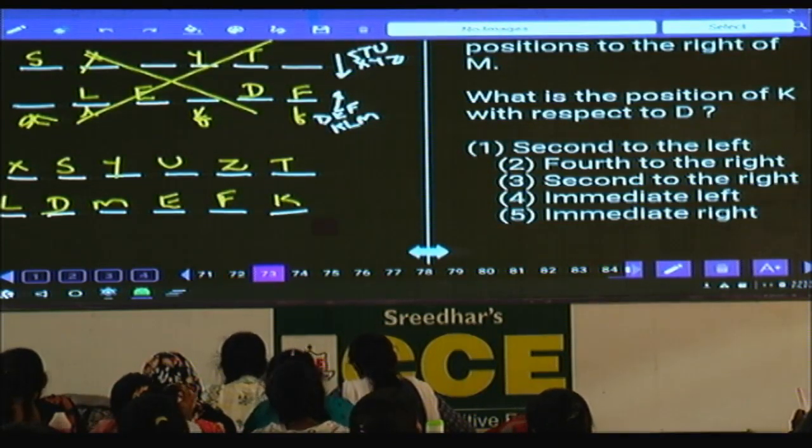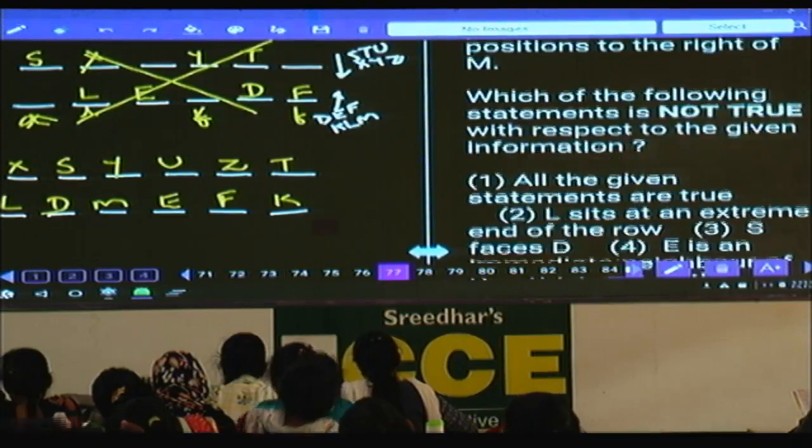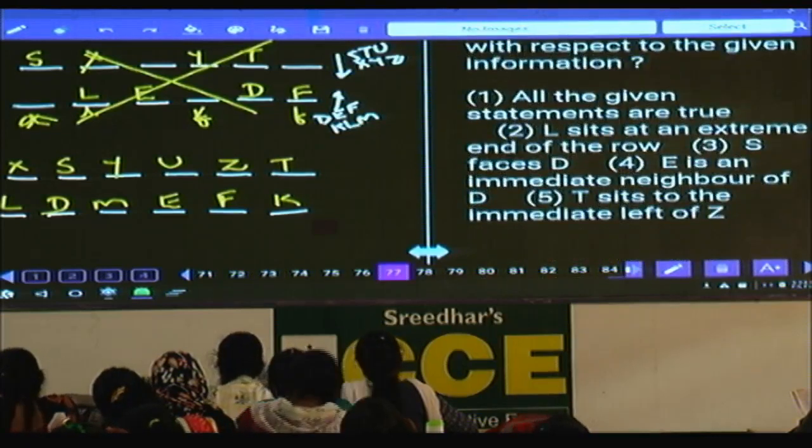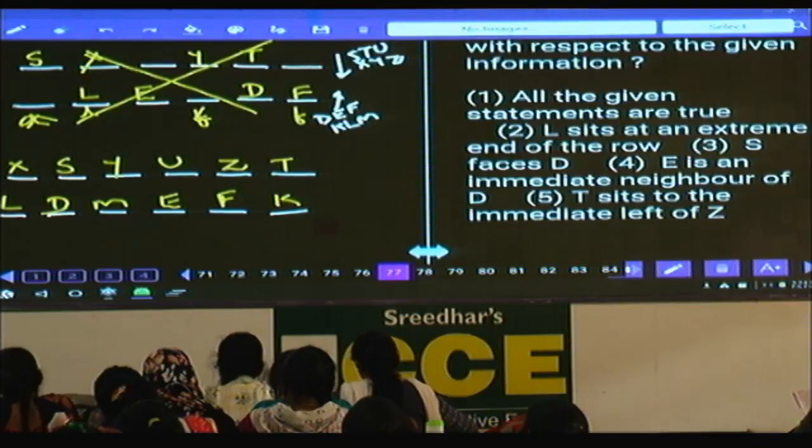77. Which of the following statements is not true? All the given are true. L sits at the extreme end of the row. That is definitely true.